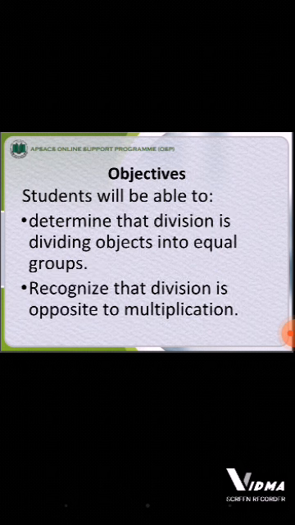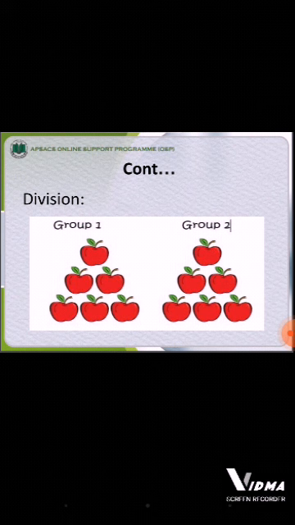Objectives of the lesson are students will be able to determine that division is dividing objects into equal groups and recognize that division is opposite to the multiplication. This is the pictorial representation of division. There are 12 apples in the picture and when we divide these apples in equal number of groups and each group has equal number of apples, so this is called division.